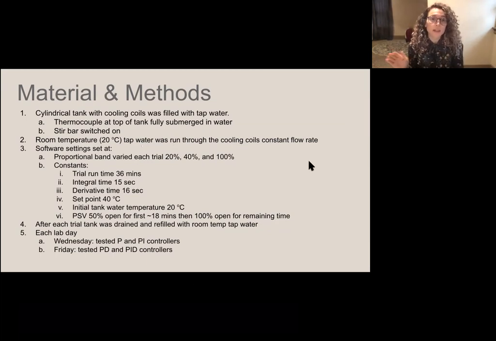And then we set up the software settings. The proportional band varied with each trial. We varied the proportional band from 20% up to 40% and then to 100%.